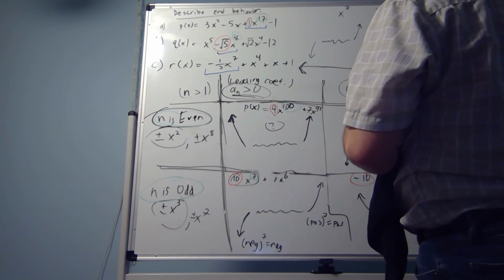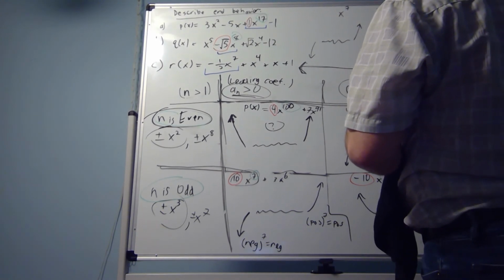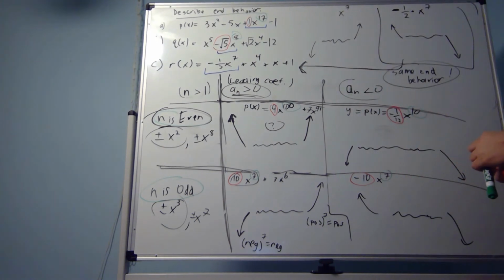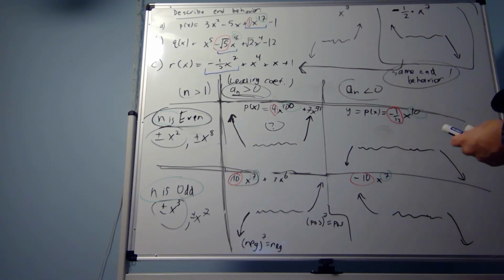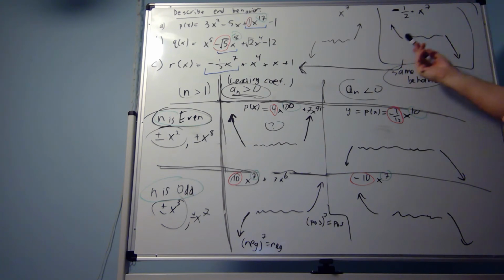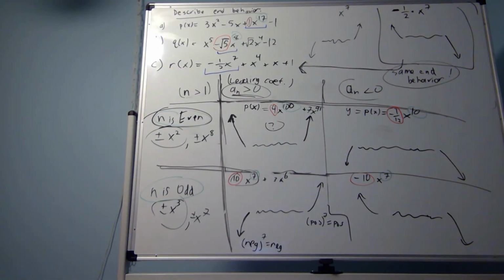So what happens in the middle, who knows? Lots of interesting things might happen. But for extremely large positive x, and extremely large negative x, we've got this and we've got that. And that's it. I think that you should be in pretty good shape here.